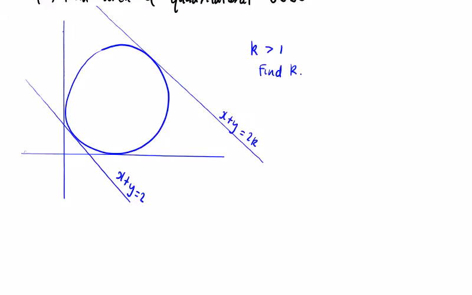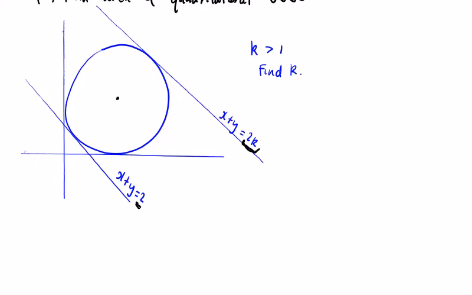Question 2 is my prediction for the circle question this year. This type of question, they could give a different number here for the 2k, but this type of question could come up this year. The tangents to the x and y axis, this circle, and the line x plus y is equal to 2 is this one here, and x plus y is equal to 2k is the one on the right. Find the value of k where k is greater than 1.